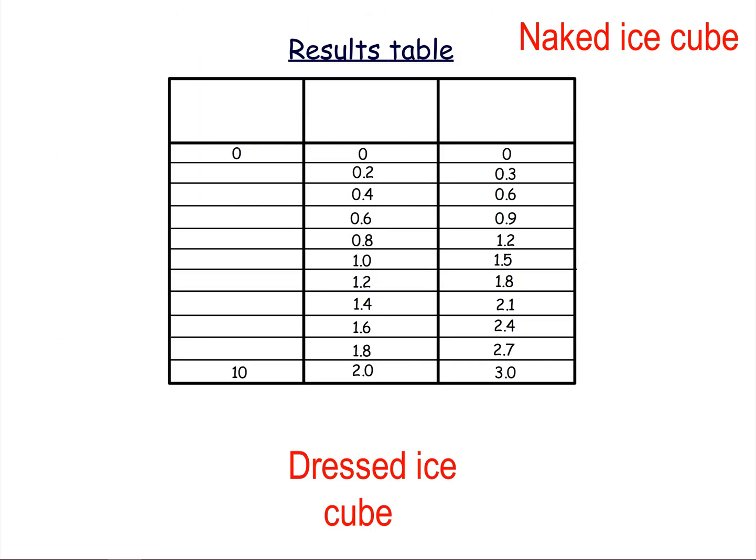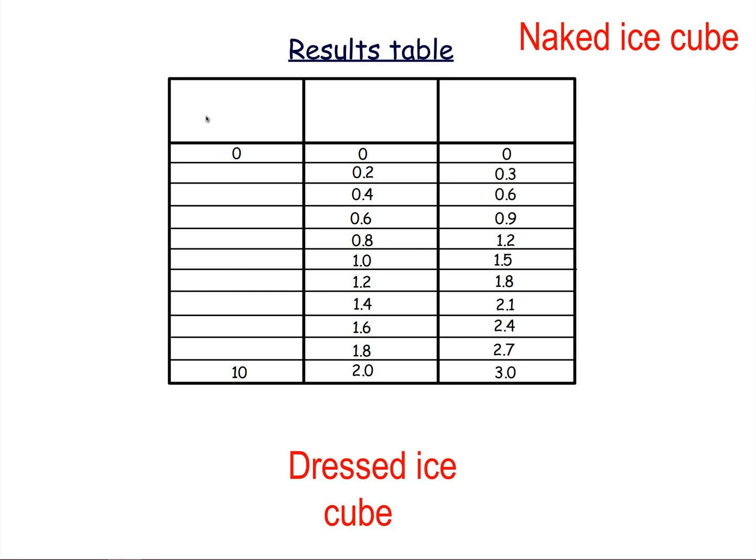Now, we've got a results table here. In this column here, this one, I'm trying to colour it in at the moment, but it won't have it. This left-hand column is going to be your time in minutes. Obviously, I've only written in 0 and 10. You need to put in 1, 2, 3, 4, 5, all the way down to 10.